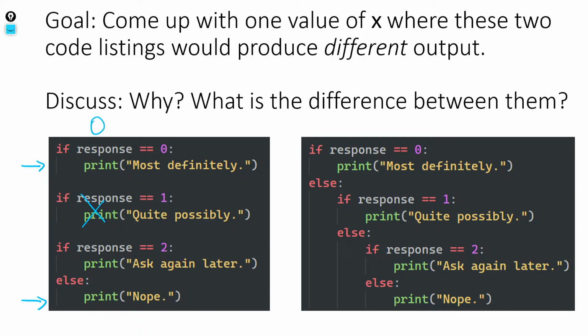And that behavior is quite different than what we see on the right-hand side. If response is 0, we go into this. This is true, right? Response is equal to 0, so we would print most definitely. But then notice we reach this else. And everything in this else block, all of this nested logic, would only evaluate if response was not equal to 0. So none of that gets evaluated when response is equal to 0. On the right-hand side, only one of these 4 possible outcomes is going to happen. Whereas on the left-hand side, each of these 3 if statements are unrelated, and so that last else would have gotten evaluated, just like we saw.